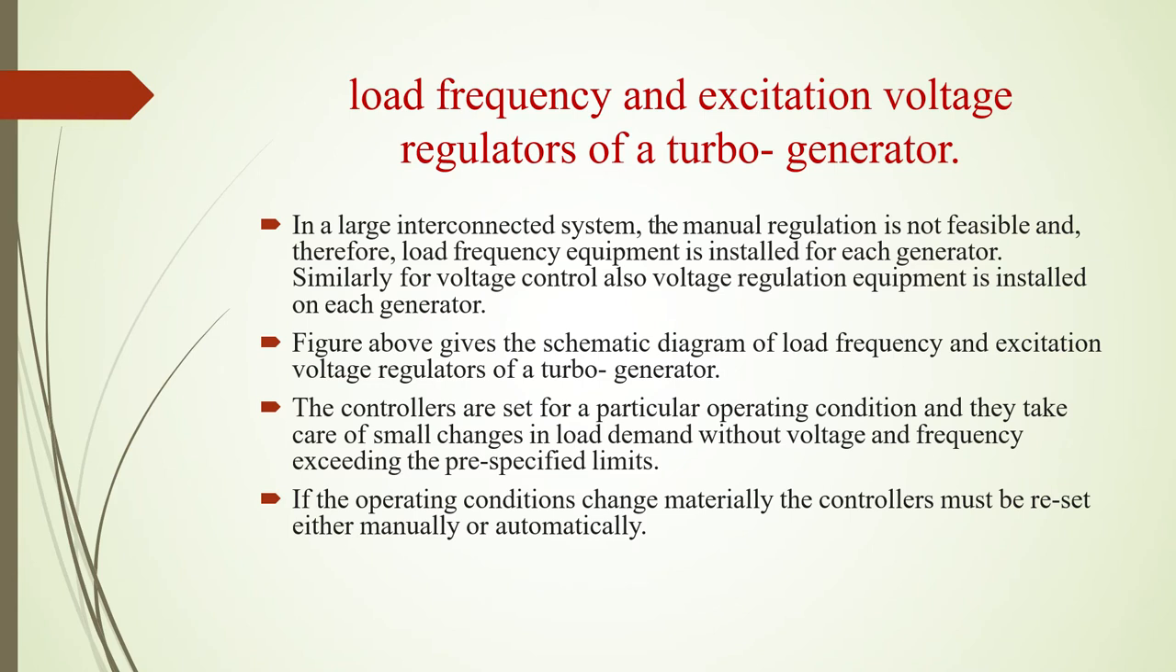So in a large interconnected system, manual regulation is not feasible, so load frequency equipment is installed for each generator. And for voltage control also, voltage regulation equipment is installed for each generator. So these controllers, in this load frequency and excitation voltage regulation diagram we have seen, are set for a particular operating condition, and they will take care of small changes in load demand without the voltage and frequency exceeding the pre-specified limits.